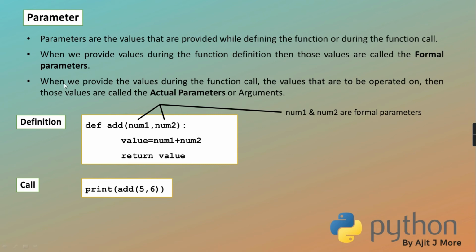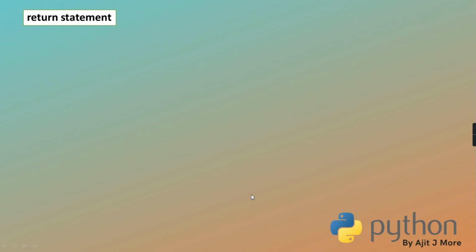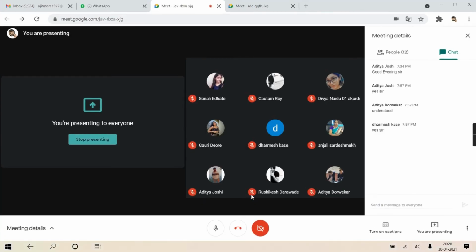So at the time of call, when we provide the value during the function call, those on which the function is going to operate are called actuals. So here 5 and 6 are actuals, right? I hope it is clear till here. Yes. Sure, no? All of you are hearing me carefully. Yes, sir. Good.